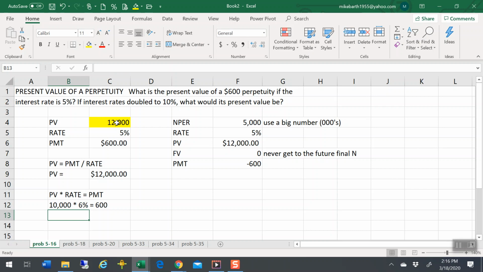So bottom line, perpetuities are pretty simple mathematical equations, but you can solve them using either of these approaches.